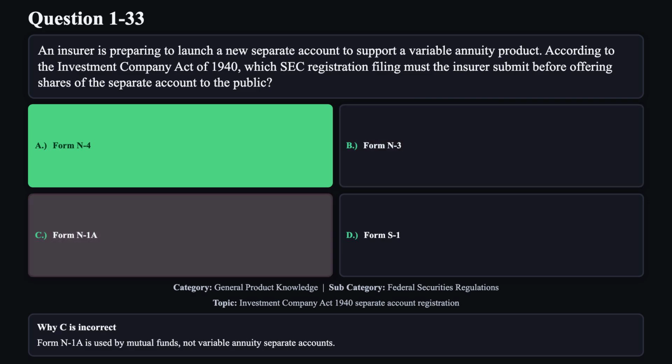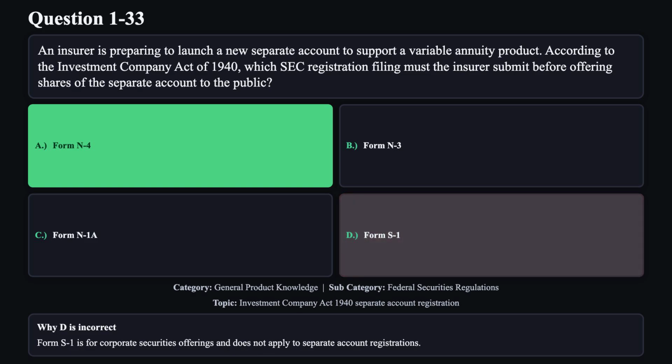Reason C is not correct. Form N-1A is used by mutual funds, not variable annuity separate accounts. Reason D is not correct. Form S-1 is for corporate securities offerings and does not apply to separate account registrations.